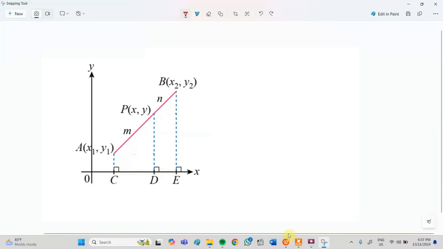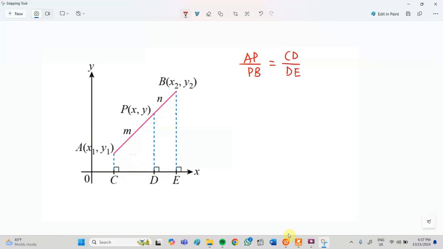This to this is proportional to the length of this to the length of this. The length of AP to PB, which can be written in the form of fraction AP over PB, is proportional to CD over DE. Since they are proportional, we can write the length of AP to PB in terms of the ratio of the number of parts here, which is m to n.